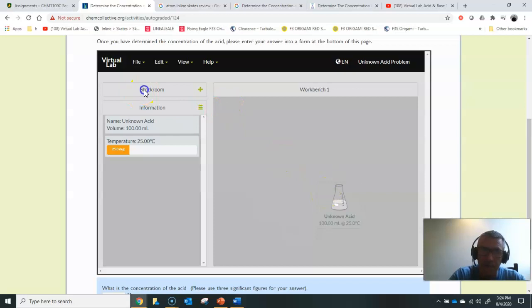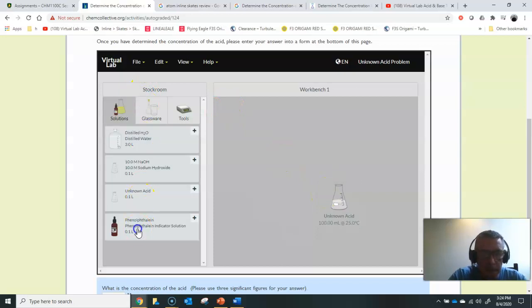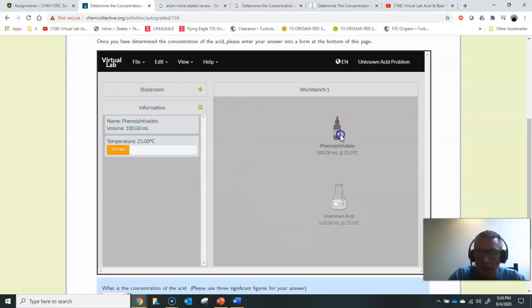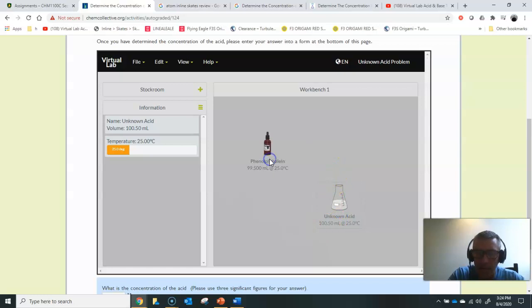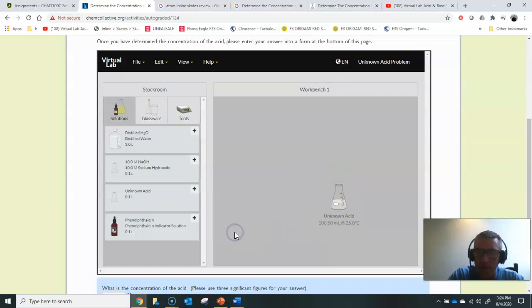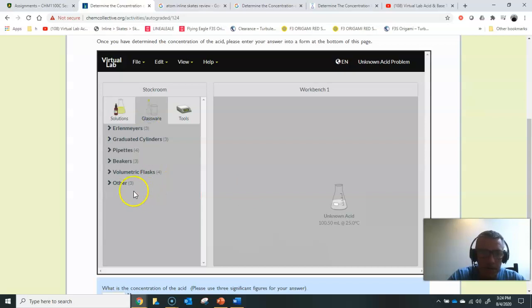So let's find it. Phenolphthalein, there it is. Let's put it over it and precisely transfer a half a mL. 0.5 mLs, pour it in. Notice it went from 100 to 100.5. Let's get rid of that. We don't need it anymore. Now this has a few drops of phenolphthalein in it, maybe a little excess, but enough so that it will change color. So let's get a burette in order to drip the stuff in.